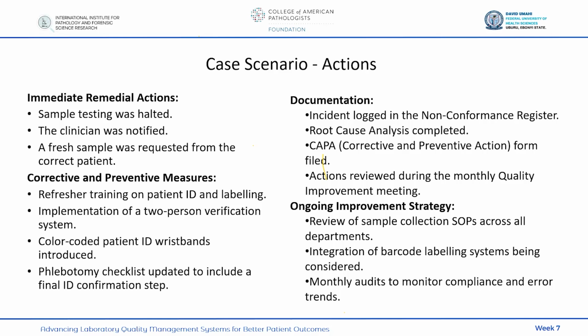Then what did they do as corrective and preventive measures? A refresher training on patient ID and labeling was proposed. A two-person verification system was implemented. Color-coded patient ID wristbands were introduced to ensure that there won't be misidentification. The phlebotomy checklist was updated to include a final ID confirmation step. So these are all the things done to ensure that this event was taken care of.